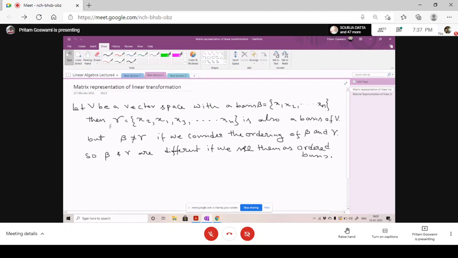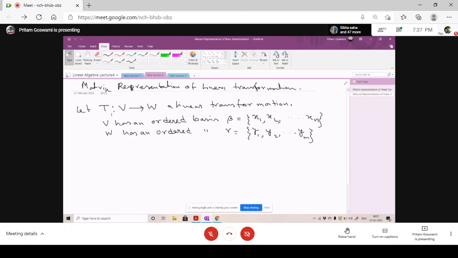So a basis, a set with a particular order, we call an ordered set. Here, if we are considering an ordered basis, the basis is nothing but a set, but in whatever order it is written initially, we will maintain that order throughout the whole calculation. Okay, so that is ordered basis. Okay, sir. Okay.